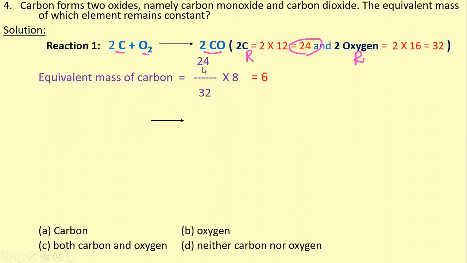See, 24 is for carbon, and 32 for oxygen, divided by 8. So now this 32 minus 24, we get 8. That is for the carbon. Okay, so which means if we simplify this, we get the answer as 6. Okay, this is for carbon monoxide.